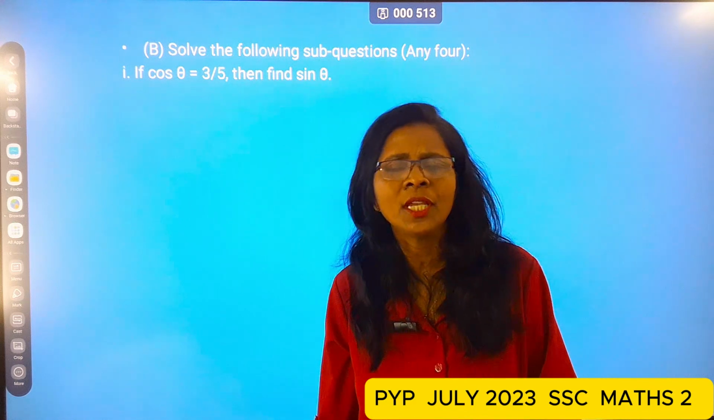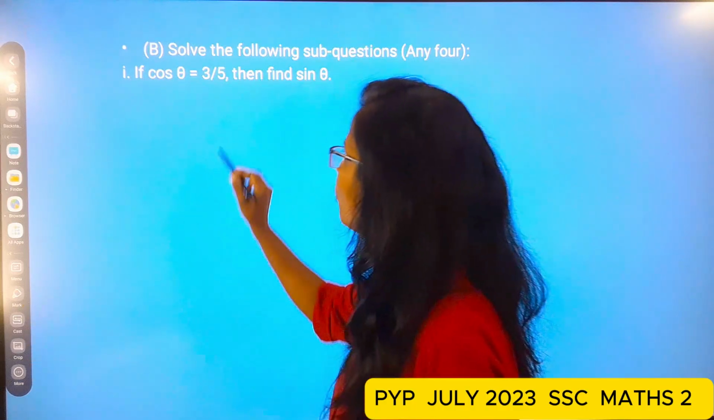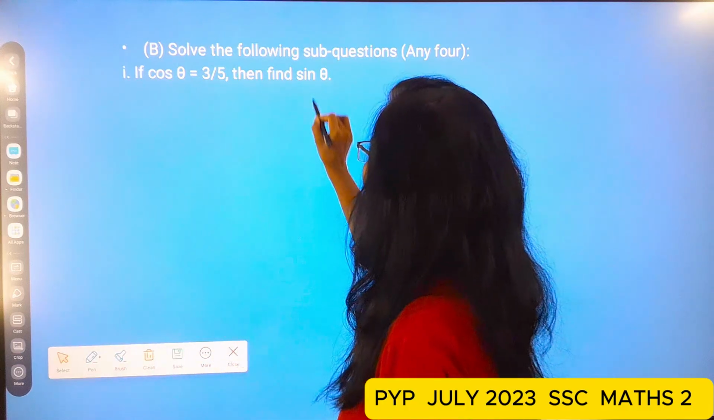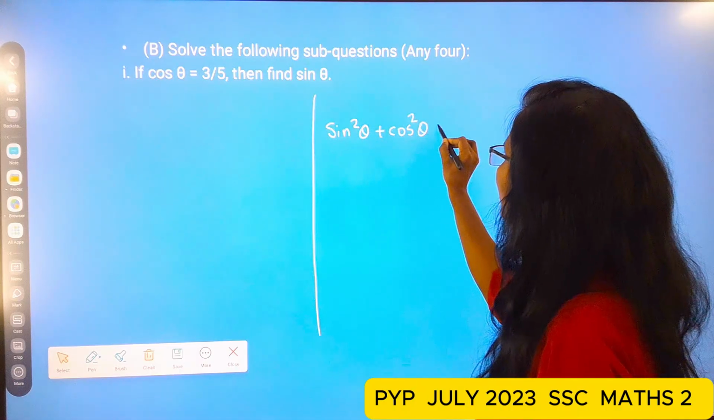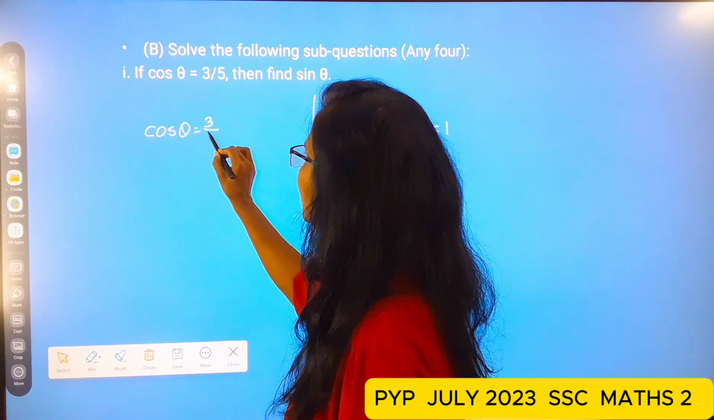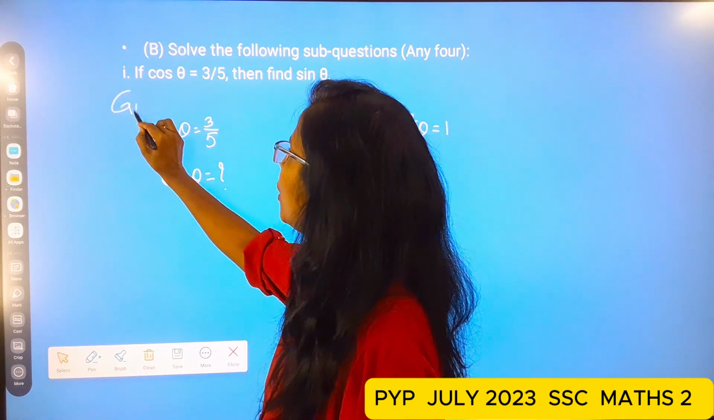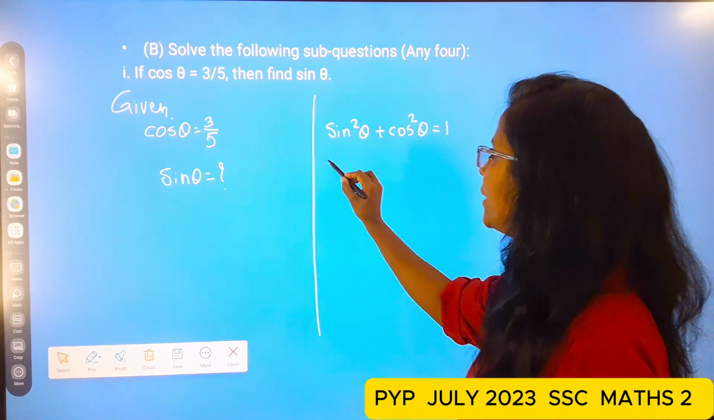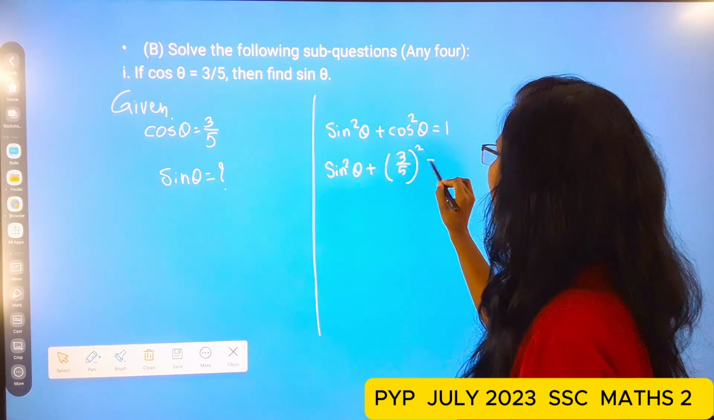Very easy question, students. Here also we use the first identity of trigonometry. So what is the first identity of trigonometry? That is sin square theta plus cos square theta is equal to 1. Because cos theta is given, cos theta is equal to 3 upon 5, and we have to find out sin theta, we use this identity. So now sin square theta plus (3 upon 5) whole square is equal to 1.